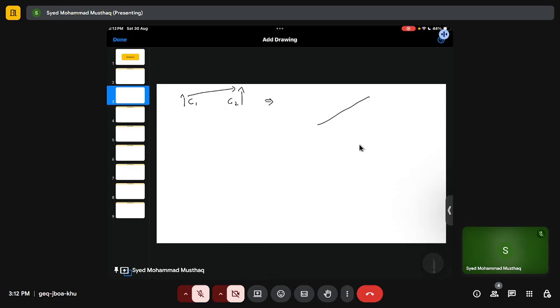So if this is my plane, now what I'm trying to do is I'm just leaving the ball here. Will it stay there? No. It will just come down. Why? Because it has potential energy. Right. So that's what happens.